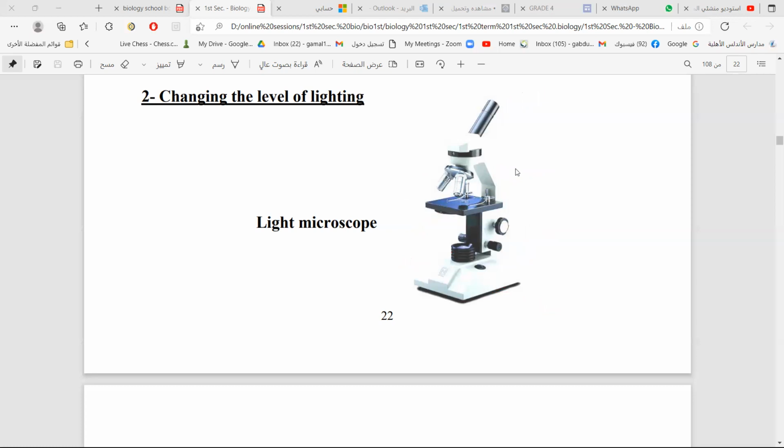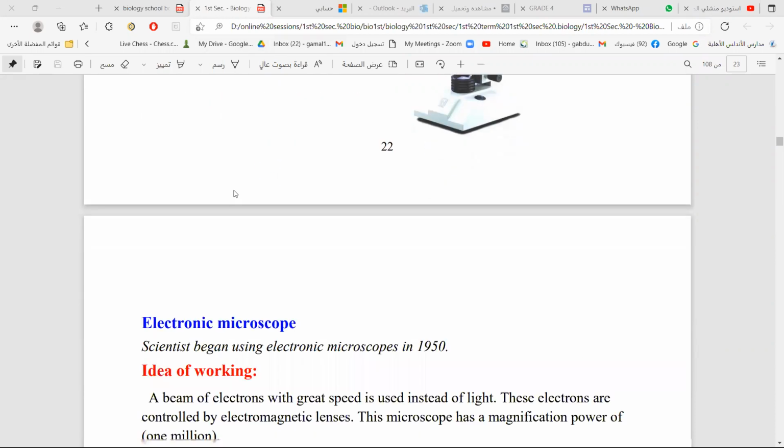You can buy one from the internet. You can search on the internet and buy one at your home. You can study some living organisms. You can take a drop of water to study. You can take a drop of blood to study, and so on at home.